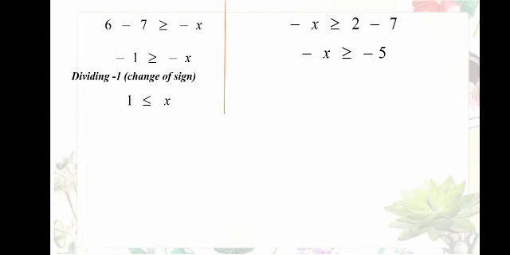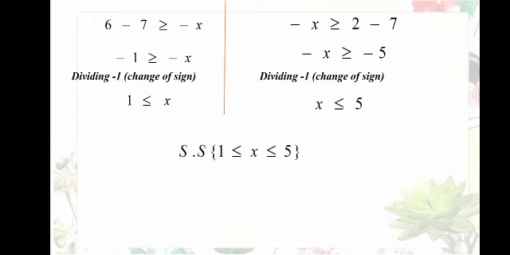Now dividing it by minus 1. Why are we dividing it by minus 1? Because x has the coefficient 1. So that's why we are dividing it by minus 1. So change of sign will be there because of the negative number. So the equation will become x is less than or equal to 5. So combining these two pairs, the solution set will be 1 less than or equal to x less than or equal to 5. And the fifth question you will solve yourself.